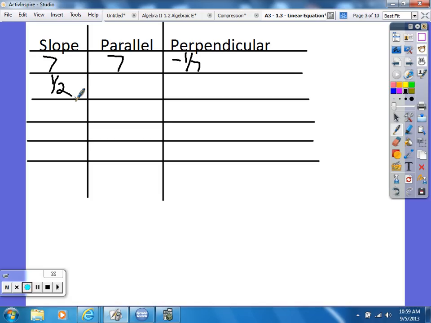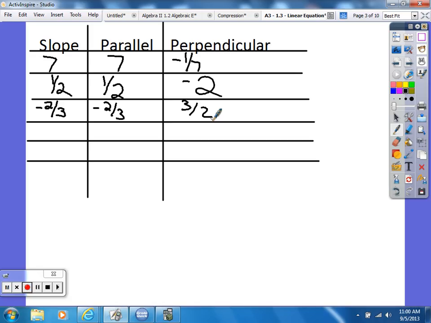And so here are my two answers, 1/2 and -2. I've got one more for you. Let's do -2/3. So parallel, -2 over 3. Perpendicular, 3 over 2.